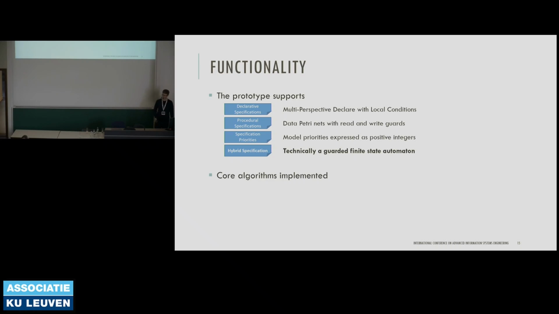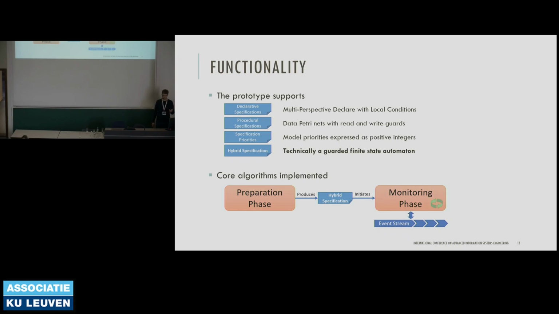But before that, we also have core algorithms, which support from the framework the preparation phase, leading to the hybrid specification itself, and also the monitoring phase, including the monitoring status and activity recommendations. One thing that you will note here is that the specification repository is missing from this part of the slide. This is because we haven't yet figured out how to do it, and this is something that we will look at in future work.